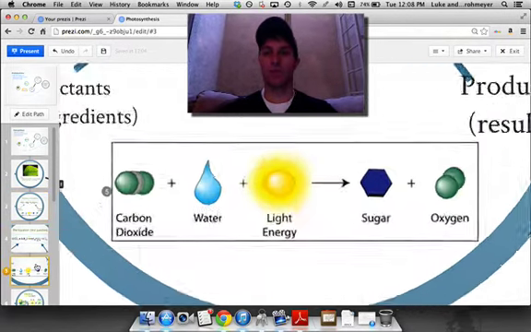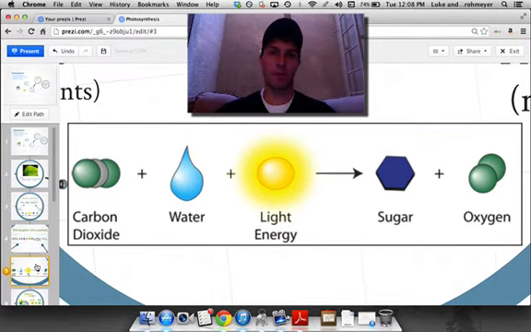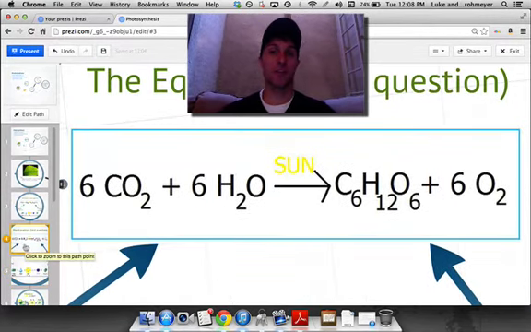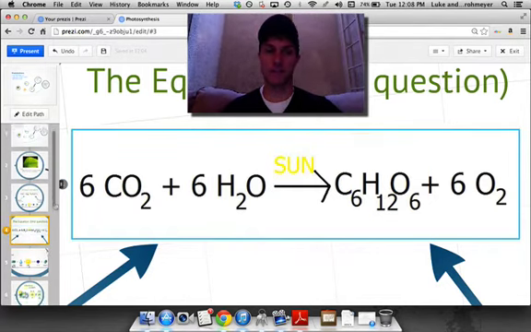Alright, if you want a more graphical formulation to help you memorize it: carbon dioxide plus water plus light energy yields sugar and oxygen. But again, you guys are going to have to memorize this formula right here. That will be on the quiz and the test.